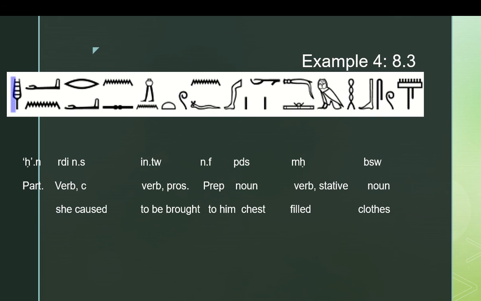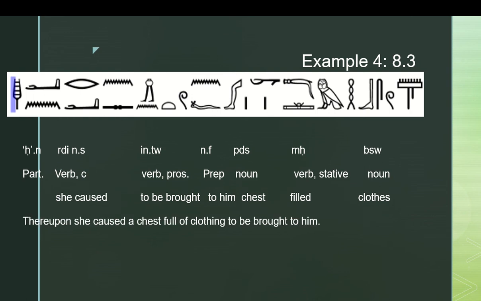And you'll note that there is not any stative ending here. That is because it does not require one in the third person masculine singular, and that's what chest is. Remember that the stative agrees with the antecedent, pedes, not with the thing following it, besu, which is the logical subject, so to speak, of the stative verb. All right. So the full translation is, thereupon she caused a chest full of clothing to be brought to him.